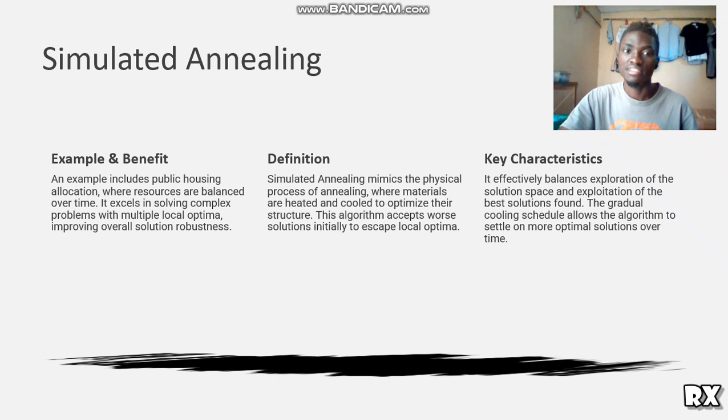One example is public housing allocation, where you can accept worse solutions. That means you can allocate housing to worse areas and also allocate some to the best areas, therefore bringing about a balanced solution of houses. One of the key characteristics is that it effectively balances exploration of the solution space, as I've explained. Even poorly developed areas will get some housing.